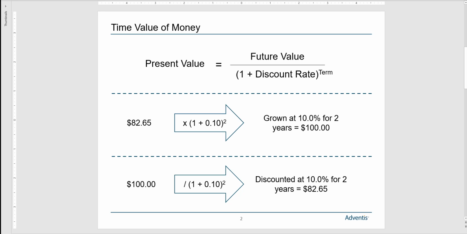Reversely, if we have $100, which is a future value, and we use our present value equation from above, we will discount 2 years of cash flows to the present value using a 10% discount rate. You must memorize and truly understand this formula as it's the foundation of a DCF.